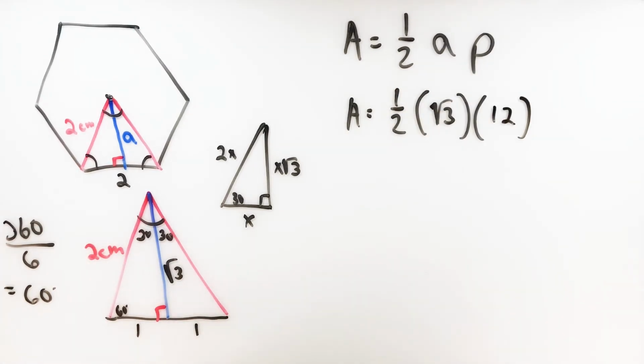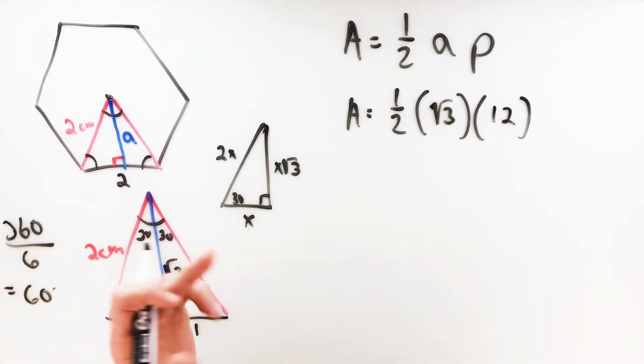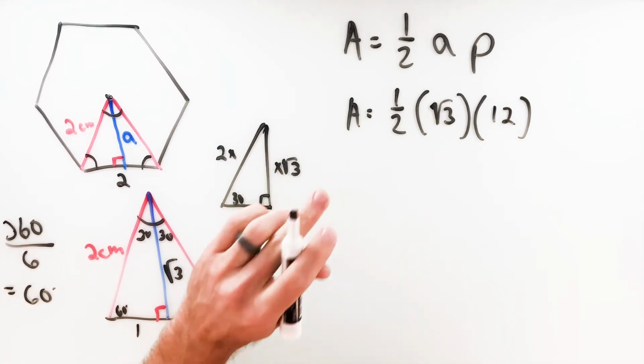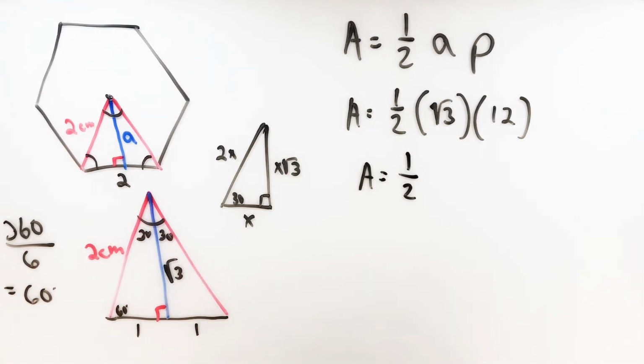And now I've got my formula. Here I'm going to leave my answer in simplest radical form. You could get a decimal here if you wanted to go ahead and type that into your calculator. That's up to you. Just look at your instructions and see how it asks you to write your answer.